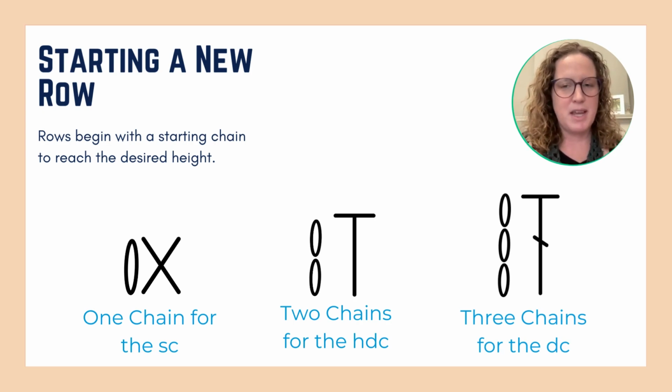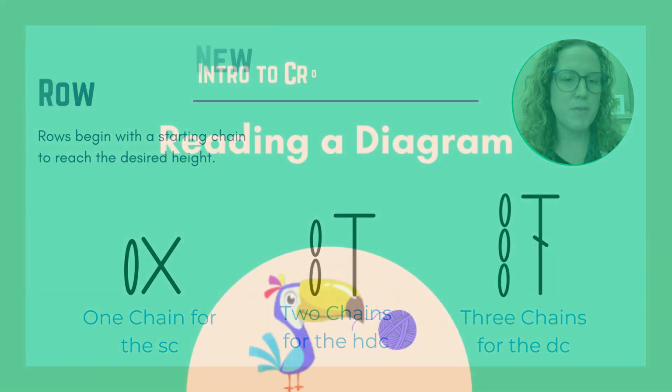The reason I recommend a chain of three rather than two is that it gives a full length of height so that your first stitch doesn't look a little bit smushed. It just gives them a little bit of extra space and makes sure that there is enough space for the remainder of the row.